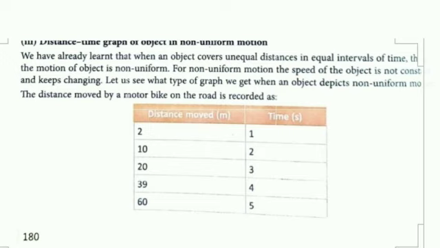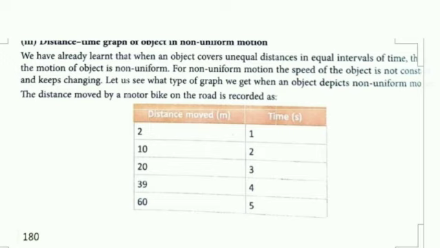The distance time graph for an object moving with non-uniform speed is a curved line. It is a curved line. A curved line tells us that the object is moving with a speed which is not constant. Let's understand this by an example.